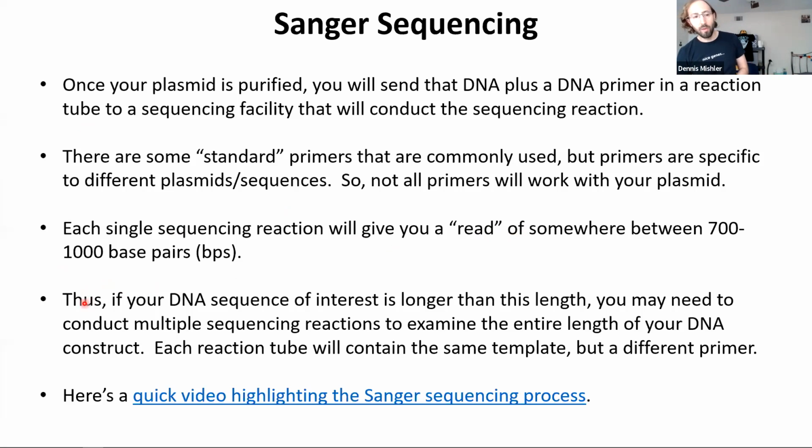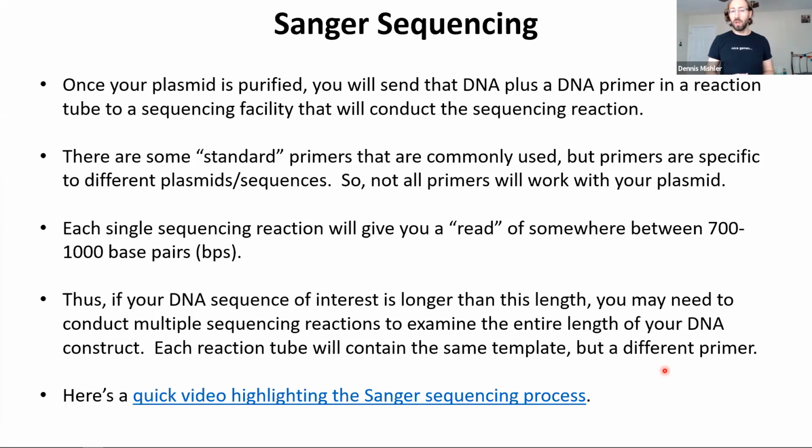So if you want to sequence a construct that is longer than that length, you're probably going to have to send in multiple different sequencing reactions to look at the entirety of your DNA construct. Each reaction will contain the same template, your plasmid, but will have a different primer, and you'll have to design and plan that out accordingly.